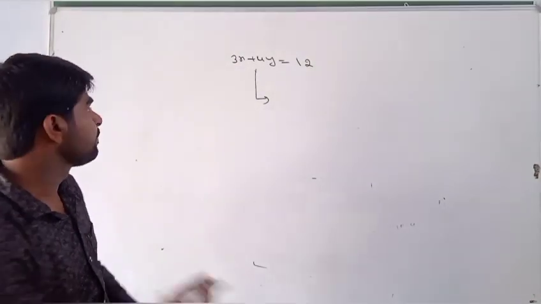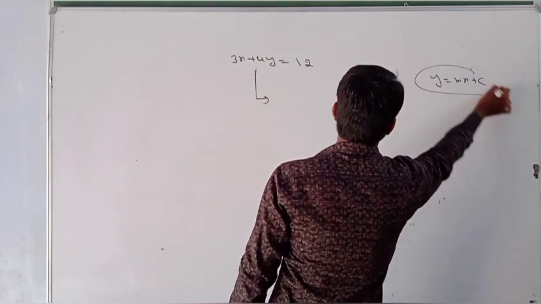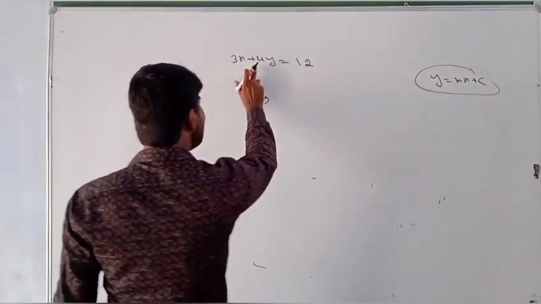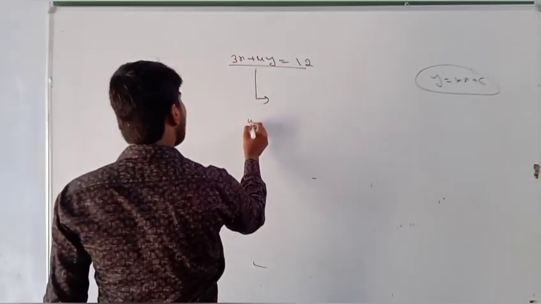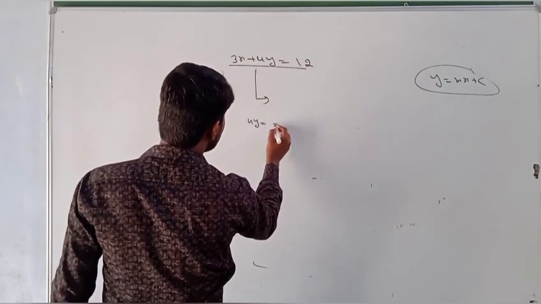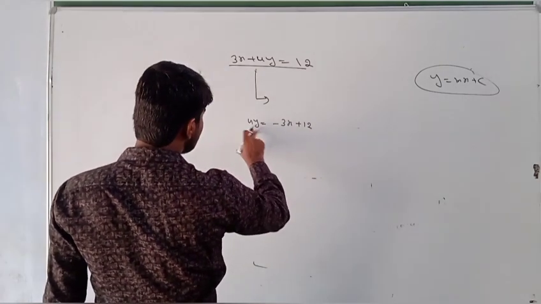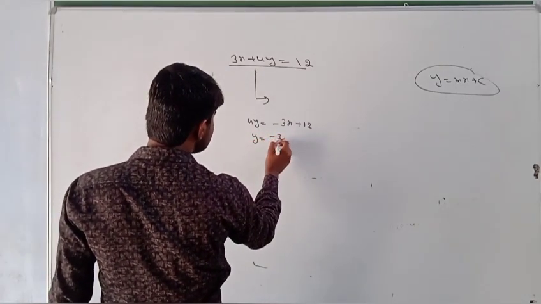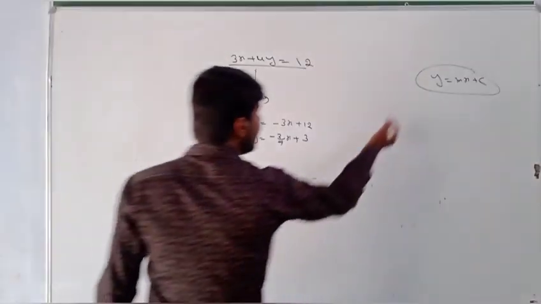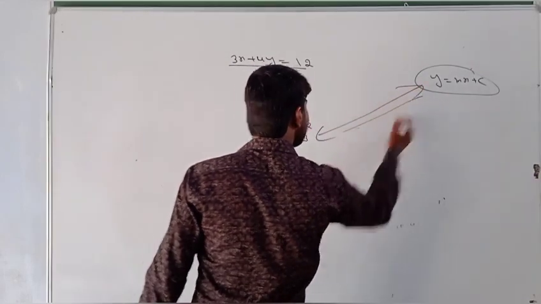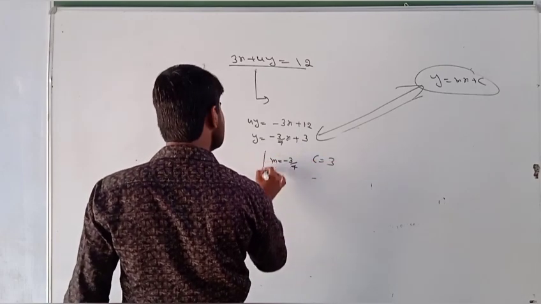You need to decide it. See, for slope we have y equals mx plus c, that is slope intercept form. So can we convert this general equation into this? Yes, we can. How? 4y equals, this 3x will go to the other side, 3x plus 12. Now we want y alone, so dividing by 4, y equals minus 3/4 x plus 3. So when comparing both the equations, we get m equals minus 3 by 4 and c equals 3.